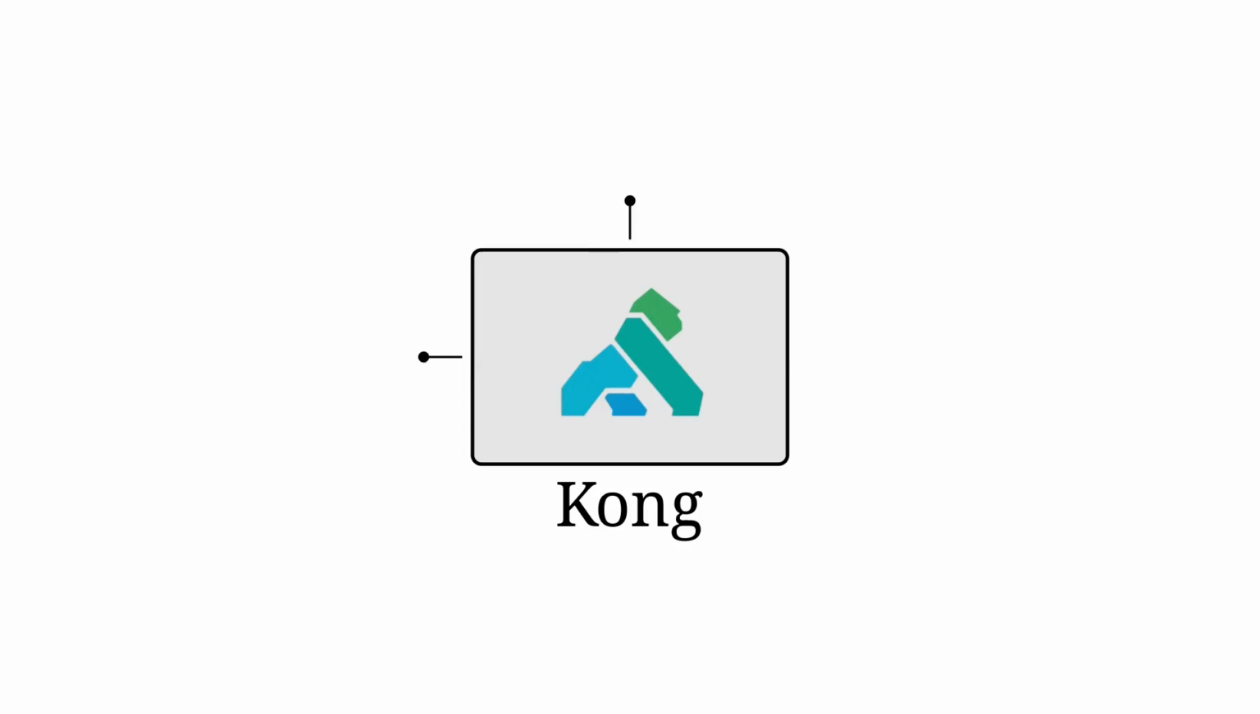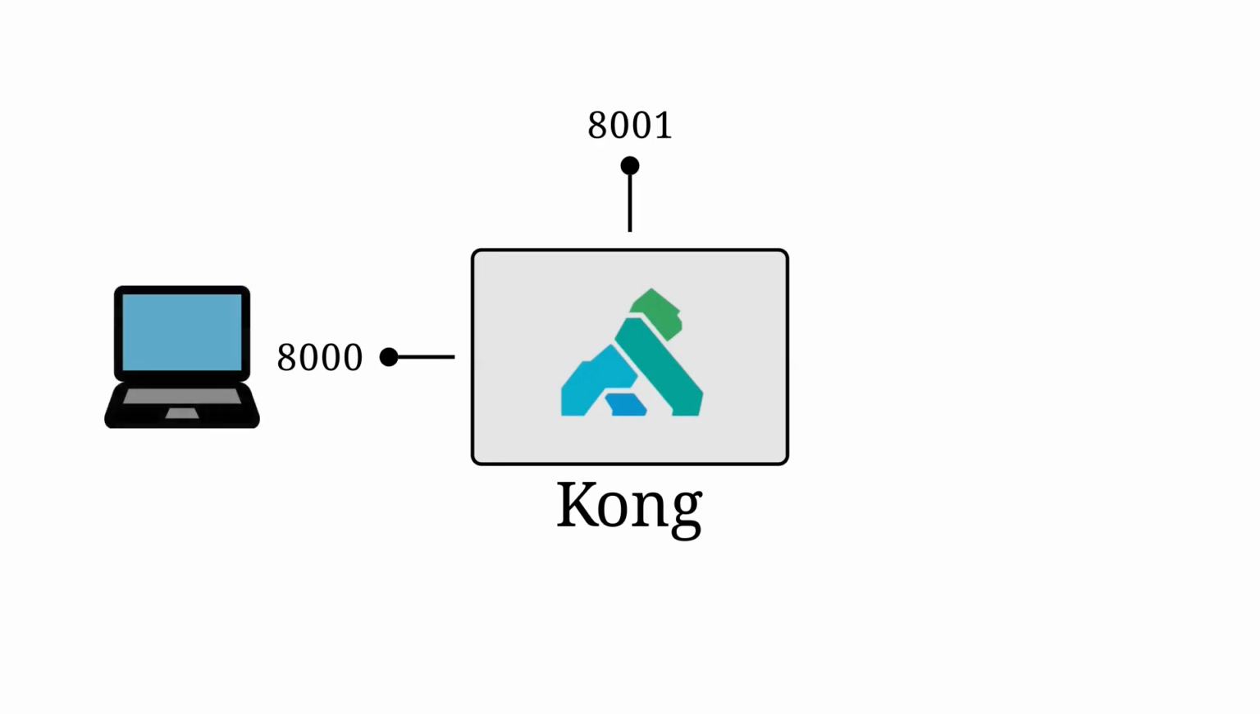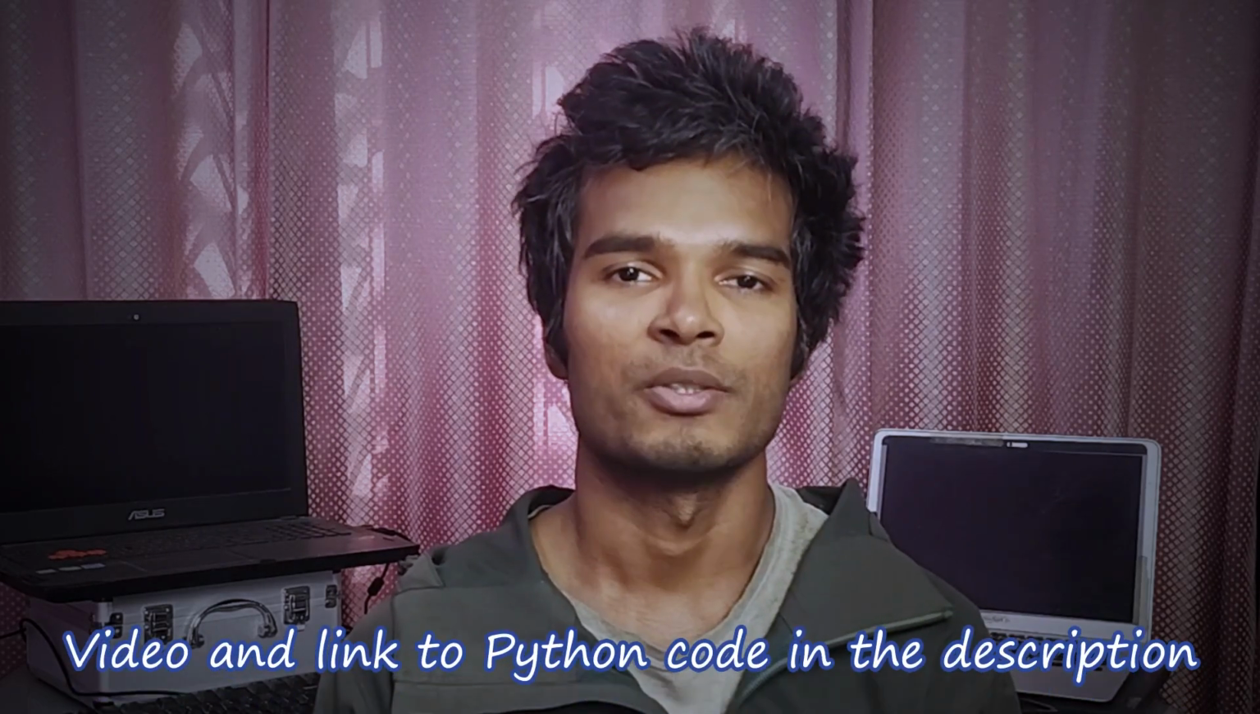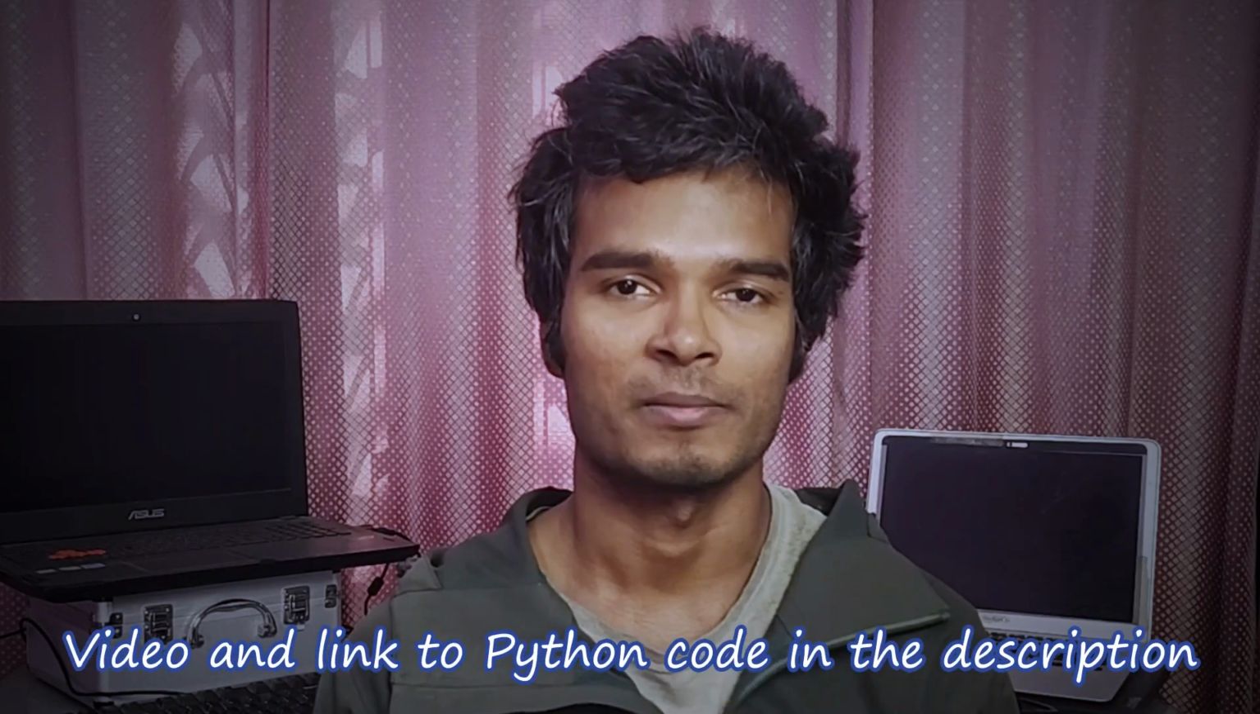You can interact with Kong using two ports, 8000 and 8001. Port 8000 is for clients to access API endpoints, whereas port 8001 connects to Kong Admin API for managing the gateway. For this tutorial, I'm already running a Hello World API which is accessible on port 5000. If you want to learn how to build your own API using Python, FastAPI and Uvicorn, you can watch my earlier video using the link provided in the description.